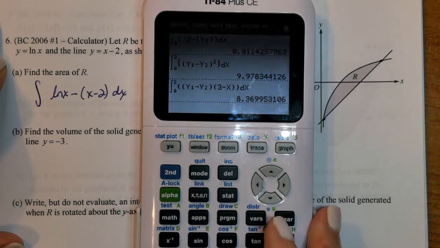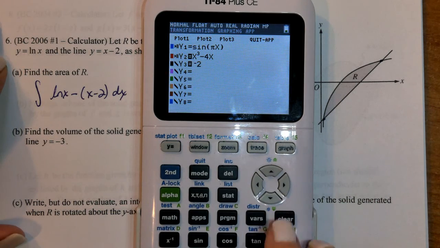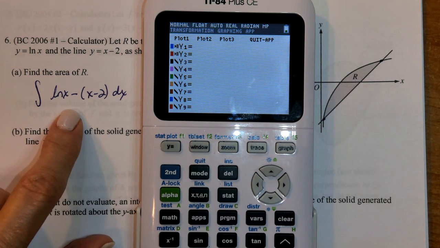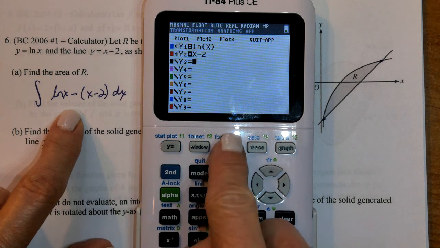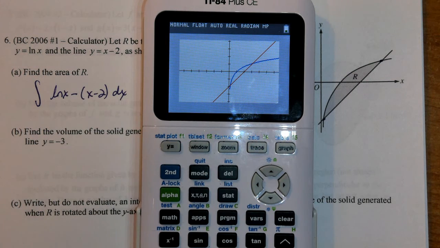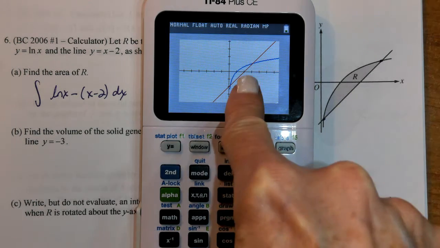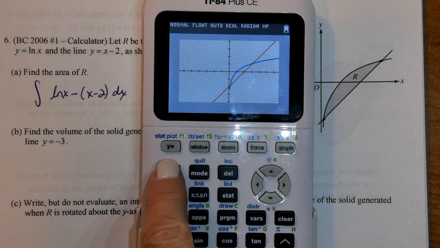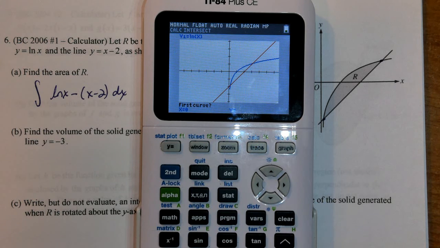So back to our calculator. Clear this stuff out. For the top equation, I'm putting my natural log. For the bottom equation, I'm putting my line. And I think I'm just going to zoom for this because they didn't give us anything here. That's good. I can see this. It's smaller than what they gave me, but that's okay. I can still see everything, certainly enough to get my intersection points.